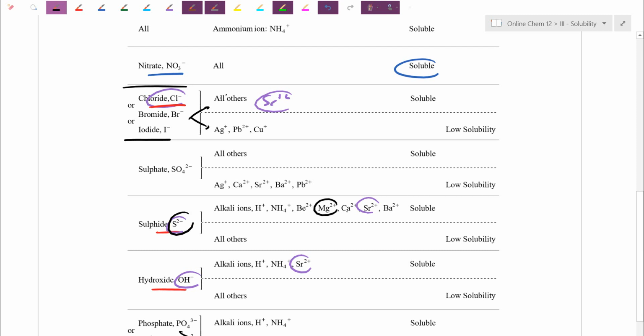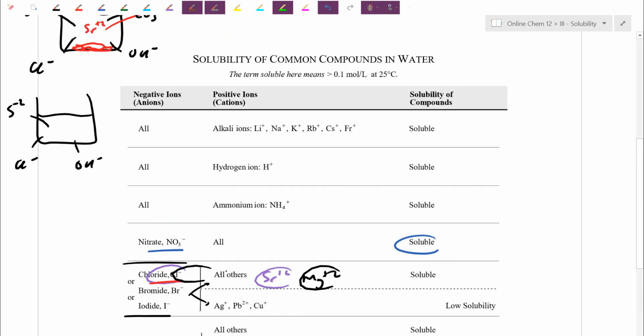Magnesium is perfectly fine with sulfide, just like strontium was fine. Magnesium would also be fine with chloride, perfectly soluble, but magnesium is actually down here. Magnesium is not good with hydroxide. When the concentration of magnesium gets high enough, that's going to be low soluble, that's going to precipitate out.